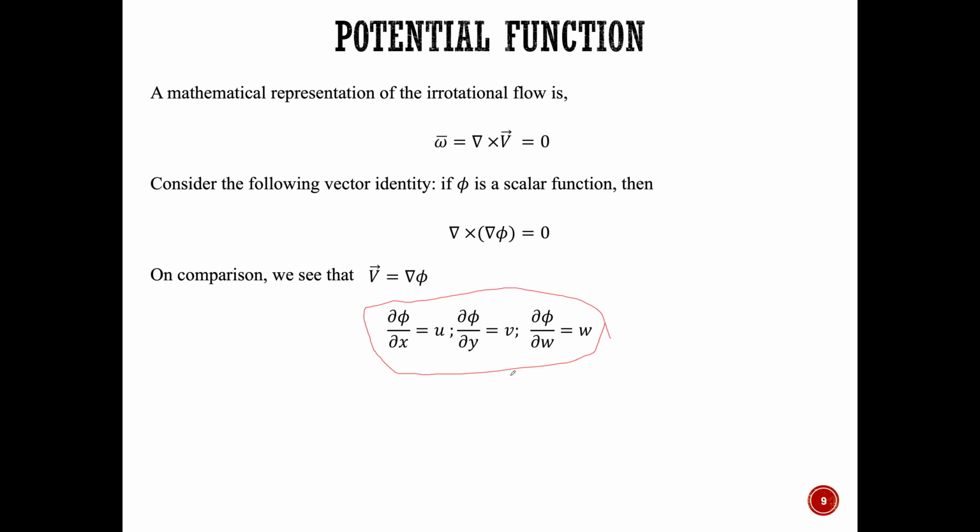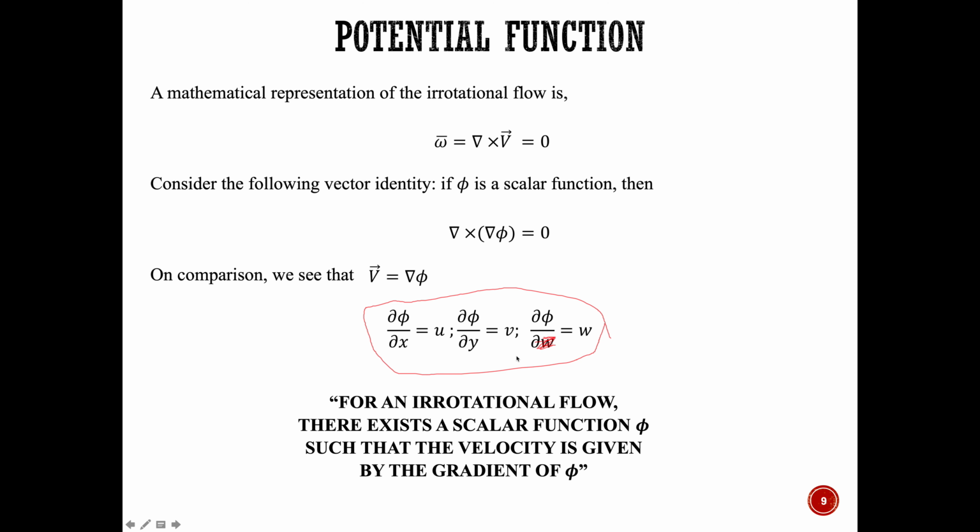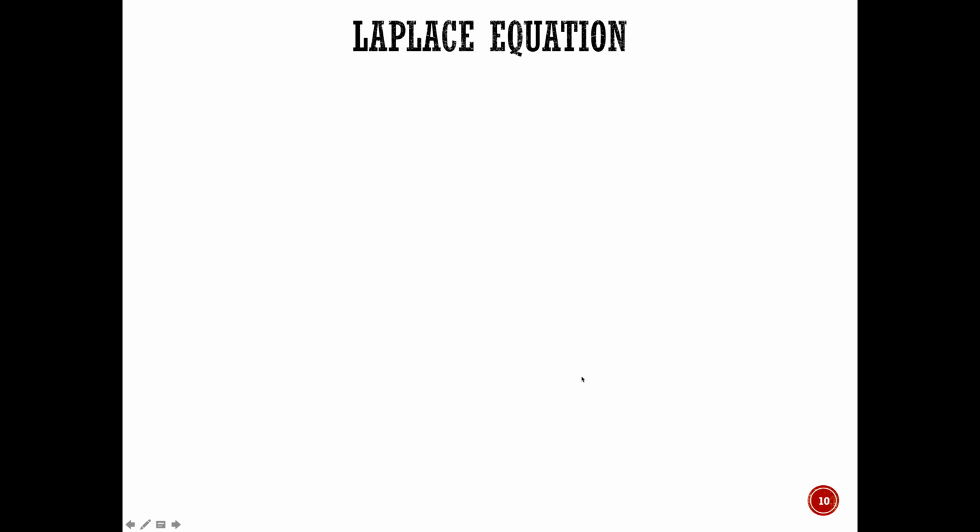X, y, z. There you go, right? So the entire concept is basically built on just that. There is a scalar function that you can represent the velocity gradients as. So that's pretty much what the potential function is. Pretty easy, right? Moving on to the Laplace equation.